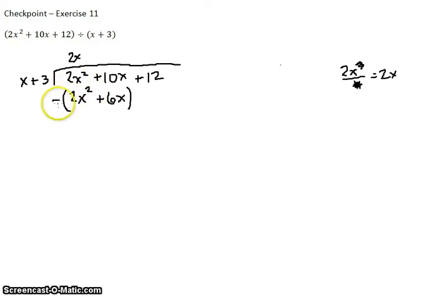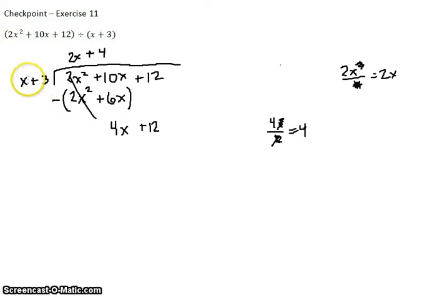So I'm going to take 2x squared and subtract 2x squared. They cancel out. 10x minus 6x is 4x. Then I carry down the 12. So then I have to ask myself, does x divide into 4x? The answer is it does, because I can cancel out the x's and it divides in 4 times. So I write down plus 4.